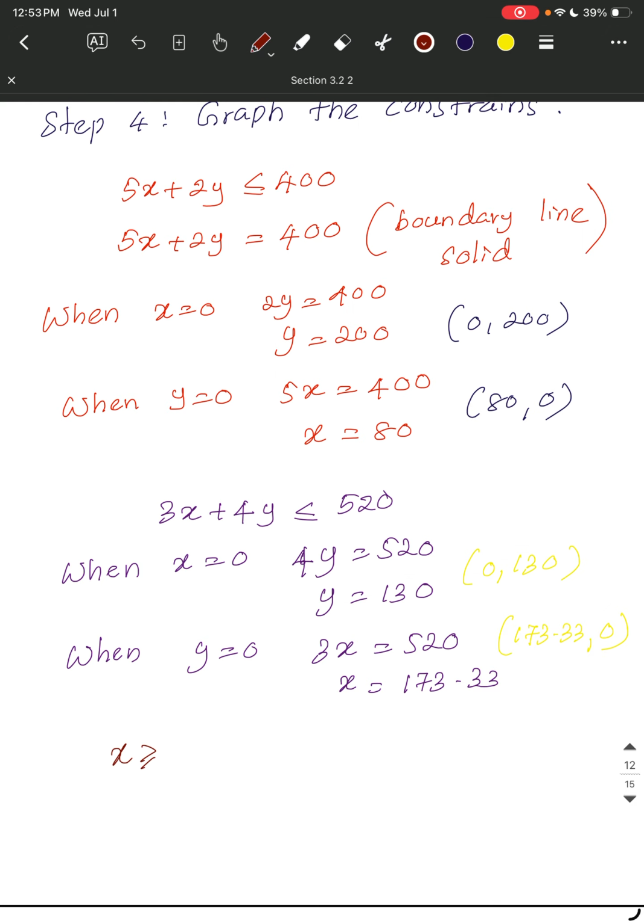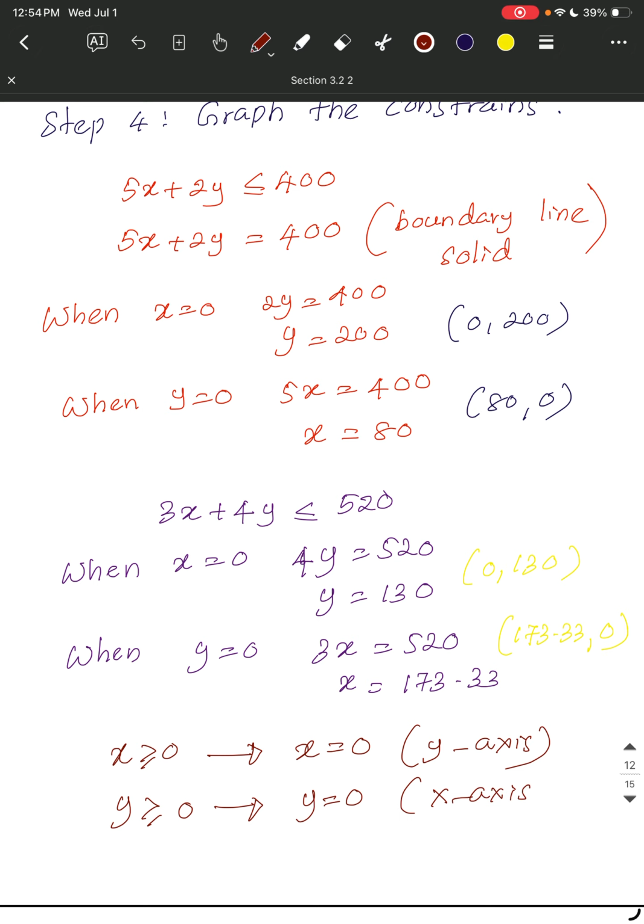Also, two other constraints. x greater than or equal to 0. This gives us x equals 0, the y-axis. y greater than or equal to 0. This gives us y equals 0, the x-axis. Okay, then let's draw the graph.